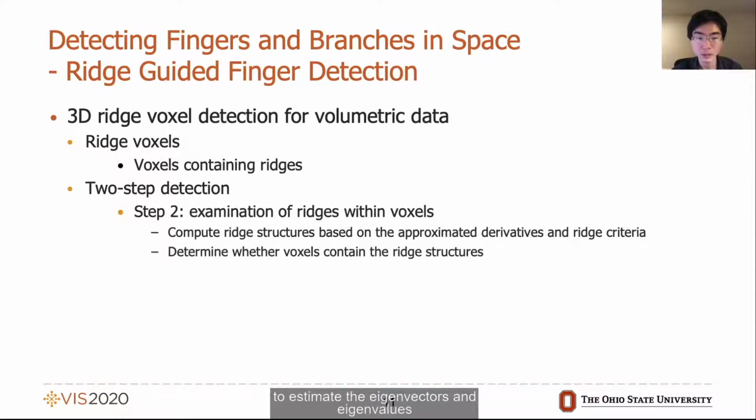In the second step, we compute ridge structures using the approximated derivatives and ridge criteria. Then we examine whether voxels contain the ridge structures to extract ridge voxels.